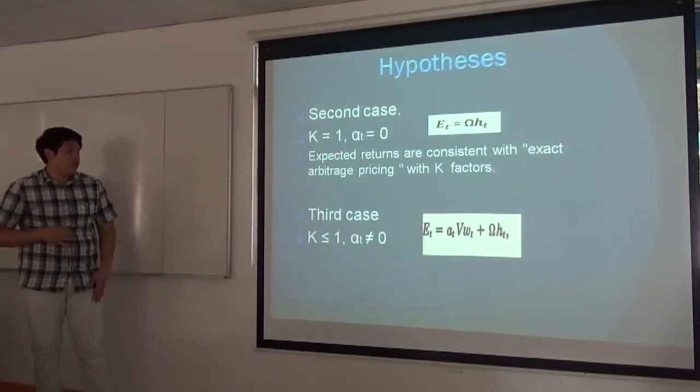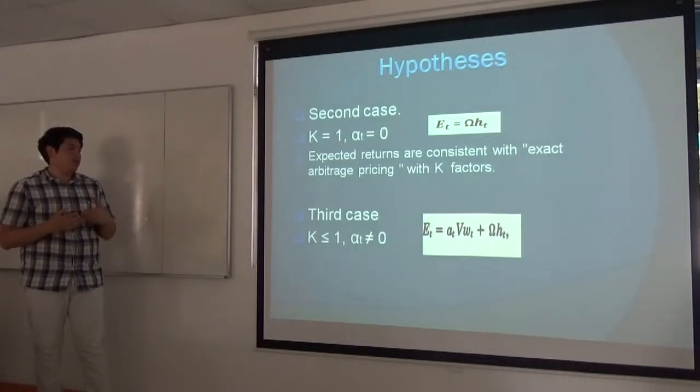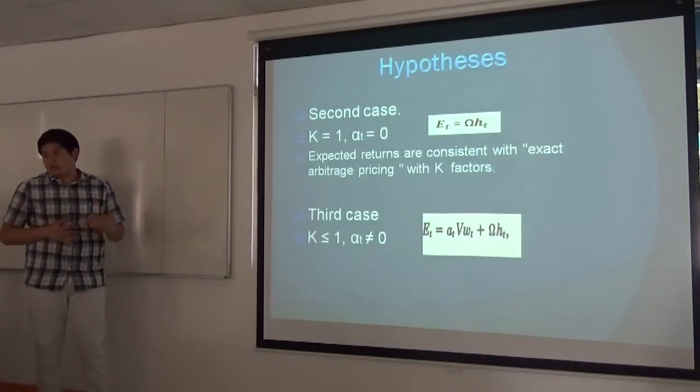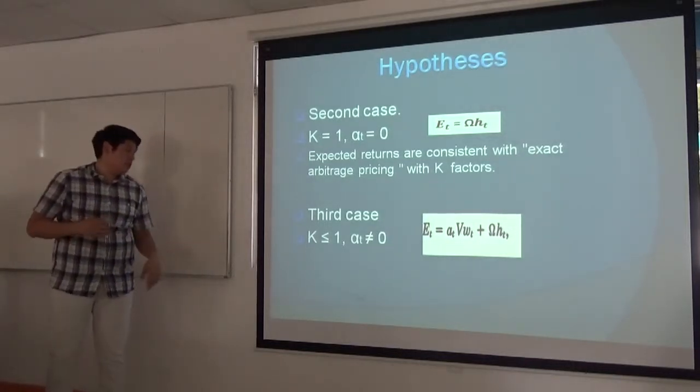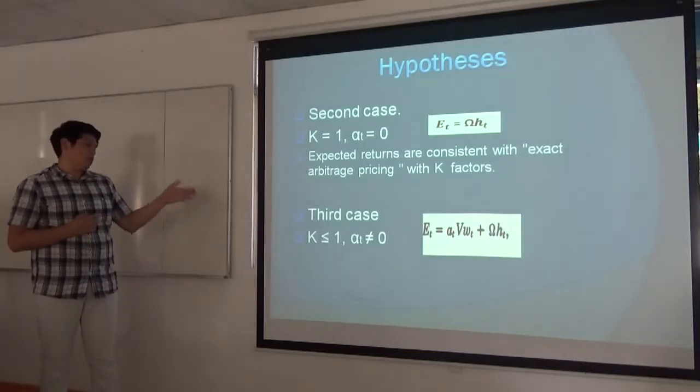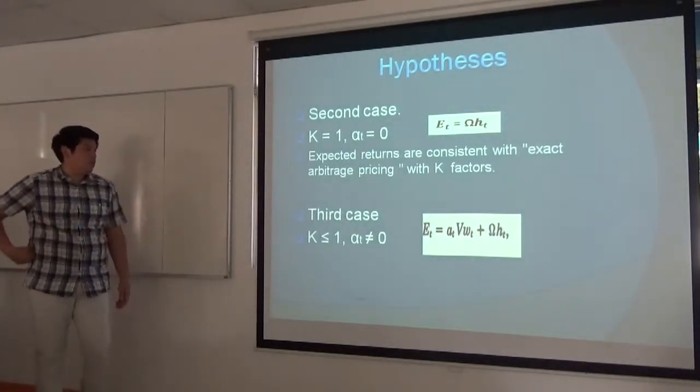The third case is when k and alpha t are not equal to 0.